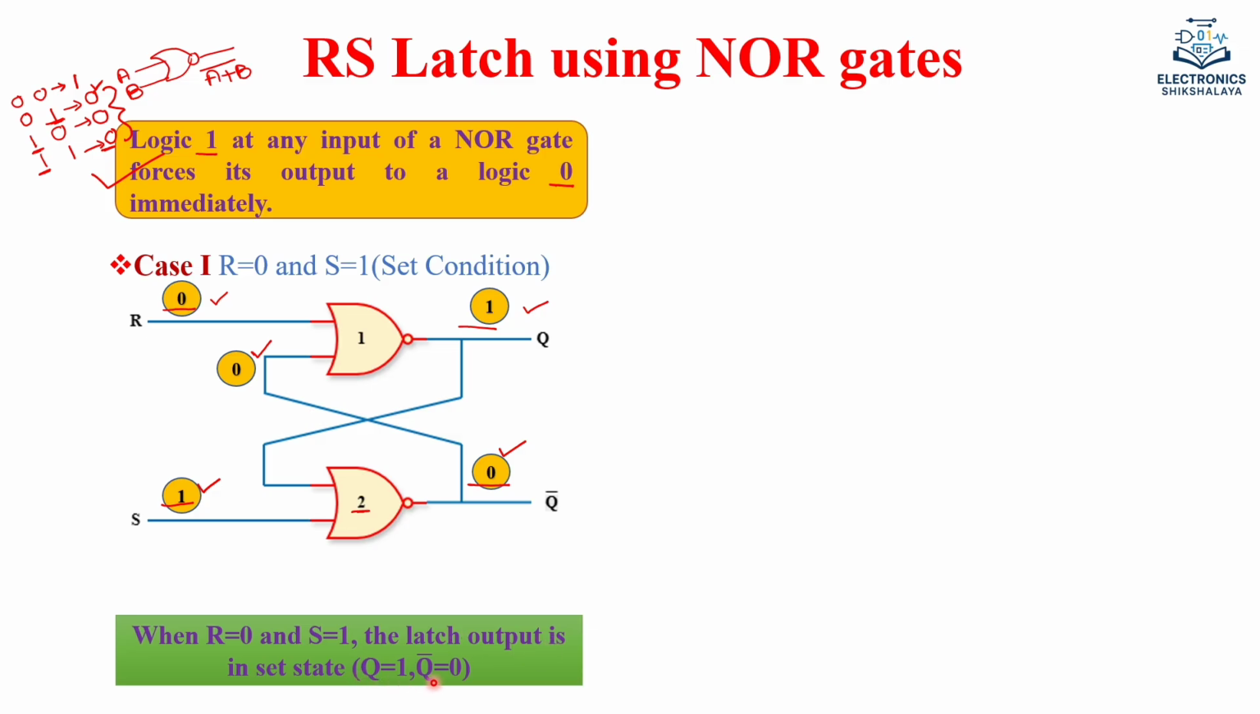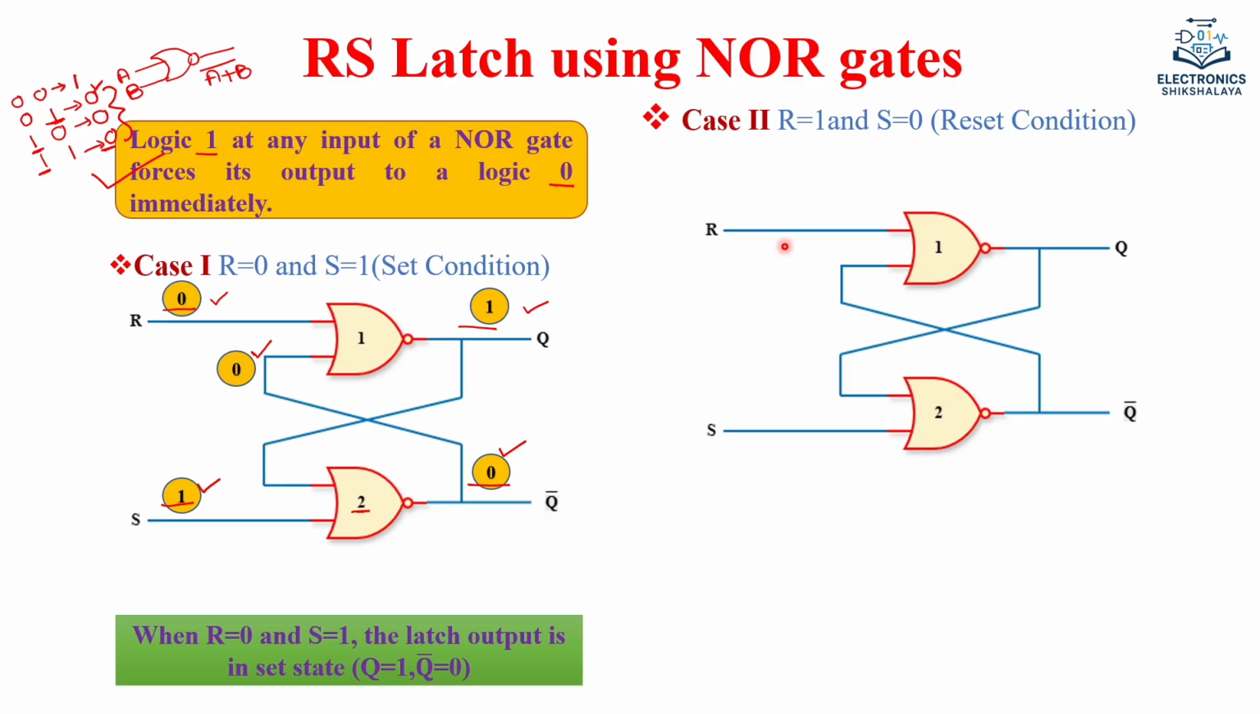Let us see our second case. When R equal to 1 and S equal to 0, what will happen? In this case, we are applying R equal to 1 and S equal to 0. If any input of the NOR gate is 1, it forces the output to be 0. So gate number 1 accepts the input as 1, so this Q will be 0. Then this 0 is connected over here. So 0, 0, the output will be 1.